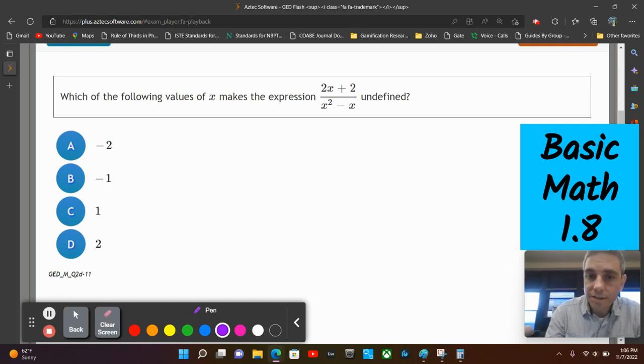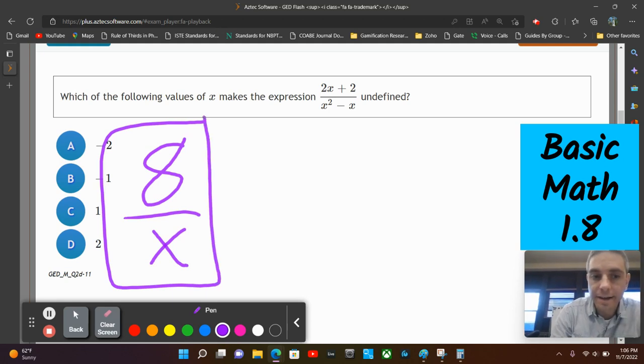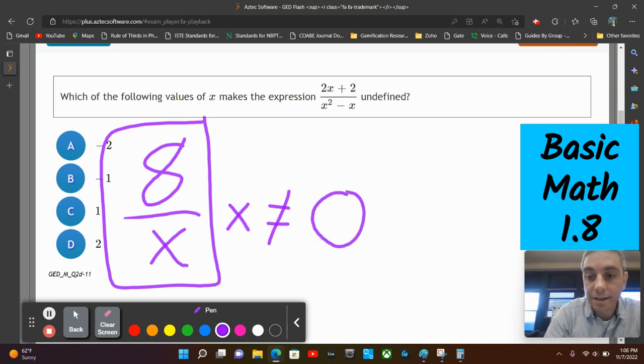Now I want to demonstrate what they're asking with a simpler scenario. Let's just say 8 divided by x. The same question applies: which value of x makes the expression 8 over x undefined? The answer would be 0. If I wanted to be more official about it, it would look like this: x is not allowed to equal 0, so the equal sign with a slash through it. x cannot equal 0, because if it did, the fraction would be undefined, and that's impossible.